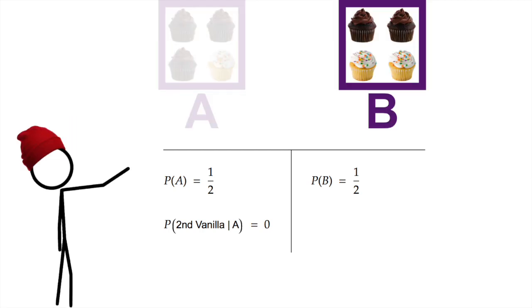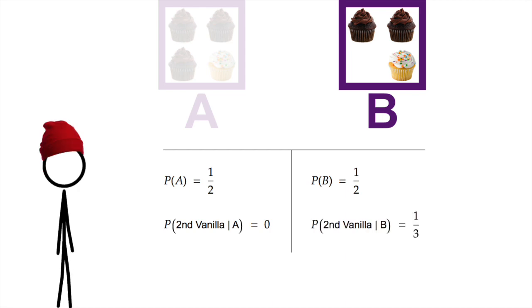Okay, but what if we had chosen box B instead? Well, if it was box B, then we randomly take out the first cupcake, and it happens to be vanilla. And we eat it, so now there's 2 chocolate and only 1 vanilla cupcake left inside. So when we take out the second cupcake, it has a 1 in 3 probability of being vanilla.